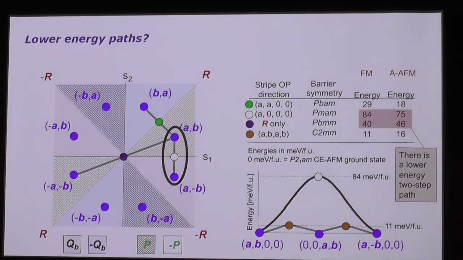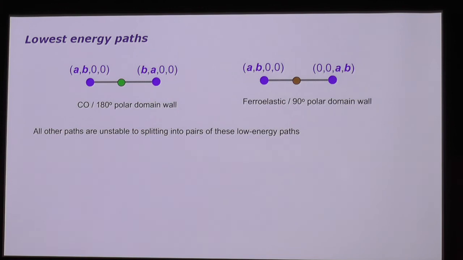So to summarize that, we find that there's these two low energy paths between domains. This one here, which corresponds to a charge order 180 degree polar wall, and the one here, which is a ferroelastic and 90 degree polar wall. And all the other paths between domains are unstable to splitting into pairs of these low energy paths.